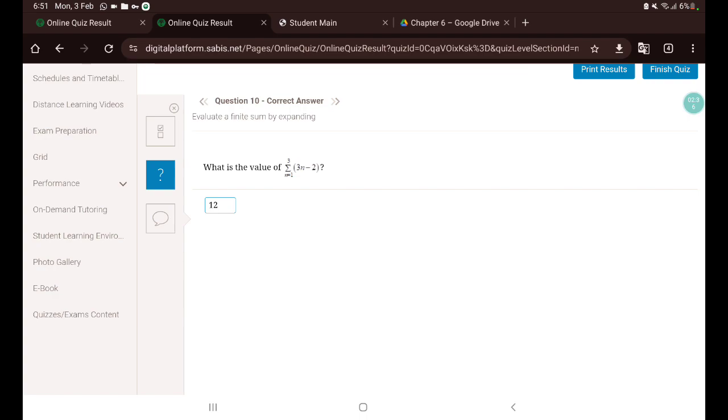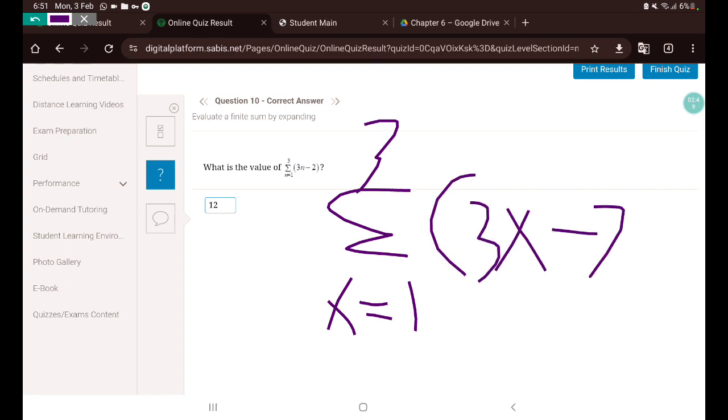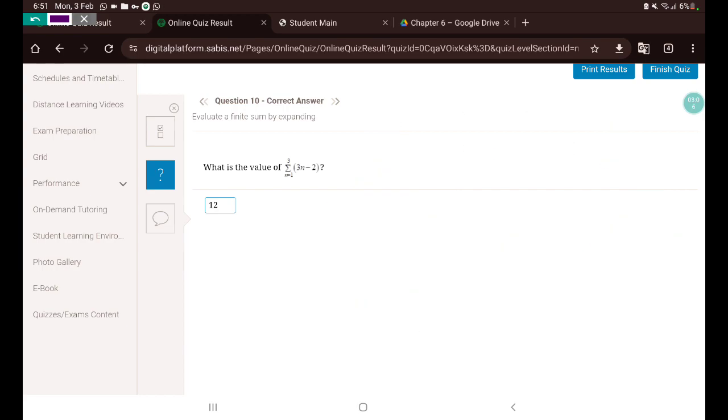Alright, for this one, same rule. 3, whatever you want to call this, x equal 1, bracket 3x minus 2. It's not something that you can explain. It's a rule that you have to do. Remember to do shift log in your calculator, and you'll basically get the answer to be 12. Next question.